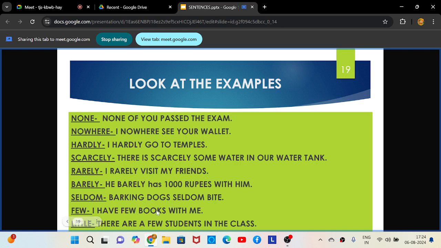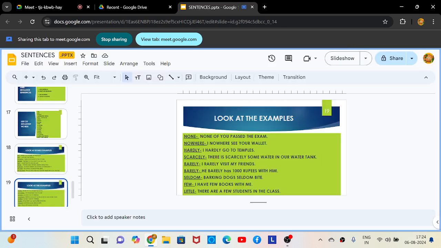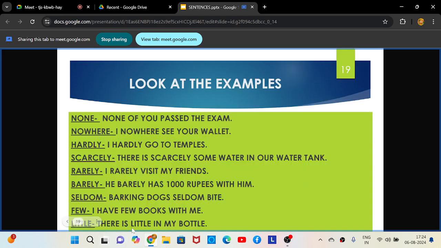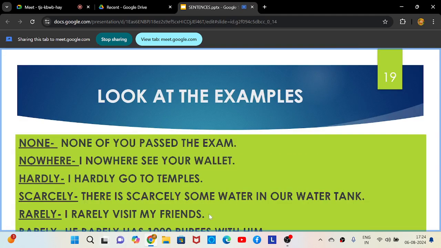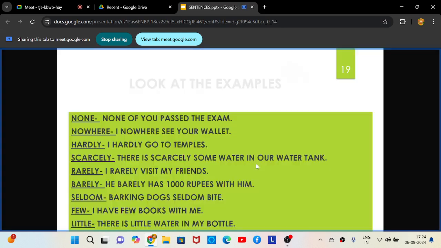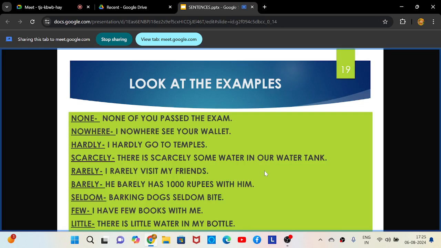I actually shuffled the examples. I'm sorry. I have to give an example for little, right? So for little, can somebody give an example? There is little water in my bottle. Okay, I have added that. Thank you, students. So for little, you can say, there is little water in my bottle. Is it okay now? Yes.